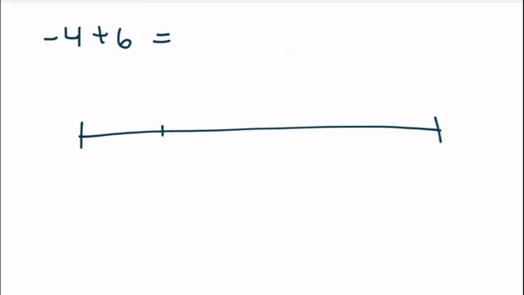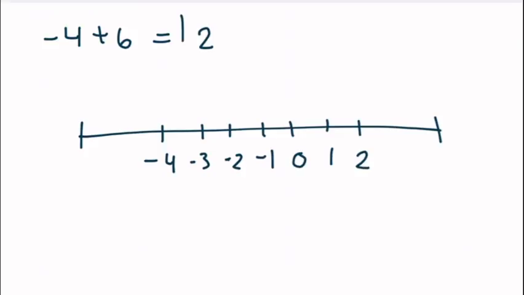Let's do one more. -4 plus 6. So draw our number line, plot -4, and we add 6 times. 1, 2, 3, 4, 5, 6. -3, -2, -1, 0, 1, 2. Our answer here is 2.